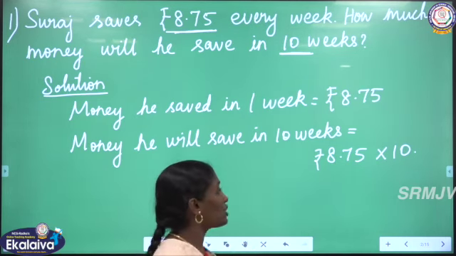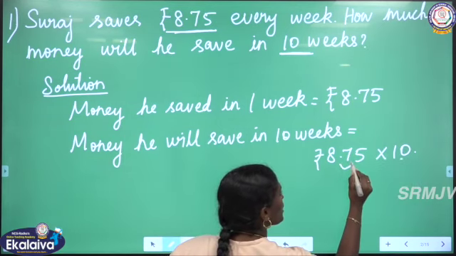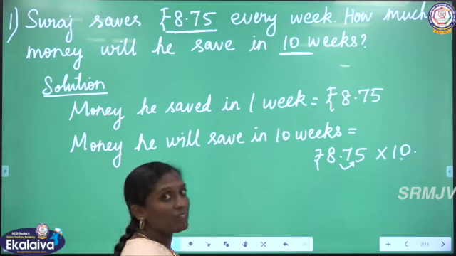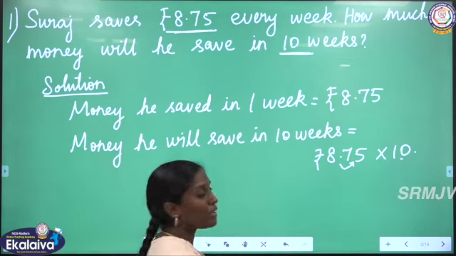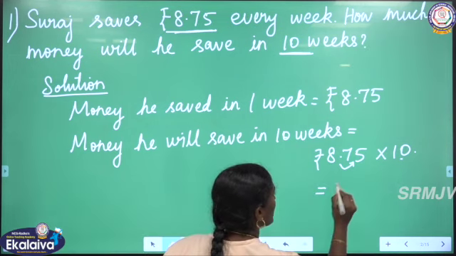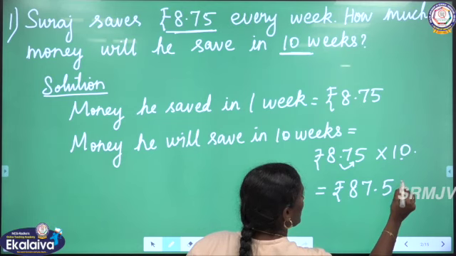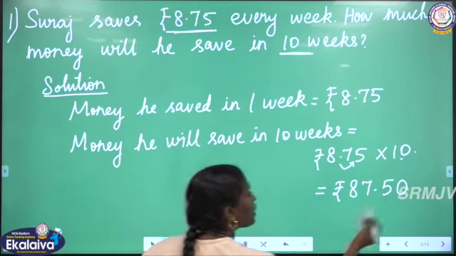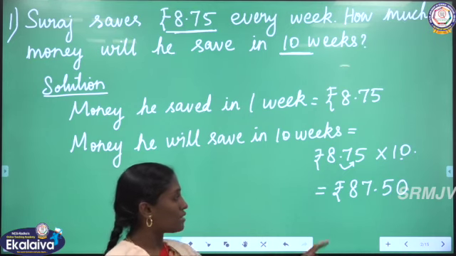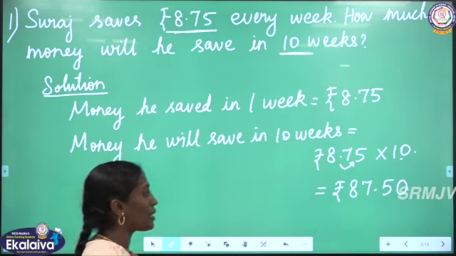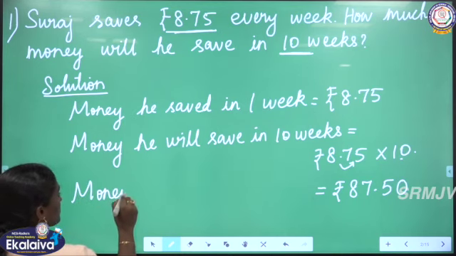While multiplying a decimal number by 10, according to the number of zeros, we have to move the decimal point to the right. Here 1 zero is there, so we have to move the decimal point 1 place to the right. Then we will get rupees 87.5. Here while writing in money, we have to add 1 zero. In paise, we are having 2 places. So 87 rupees 50 paise. This is the money he will save in 10 weeks.